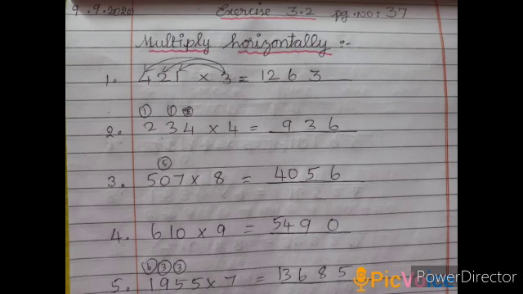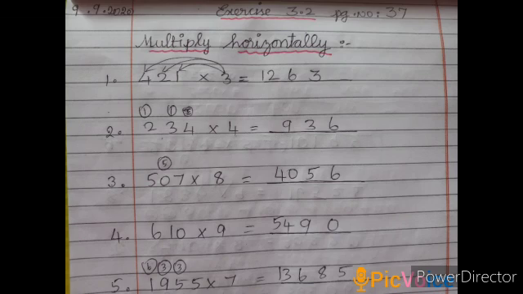Multiply by horizontal. First sum, 421 into 3. See children, I will put an arrow mark over here. So we have to do the sums likewise. First start from ones place number, 1 into 3, 3. Next one is 3 into 2, 6. Next hundreds place, 4 into 3, 12. So the answer will be 1263.